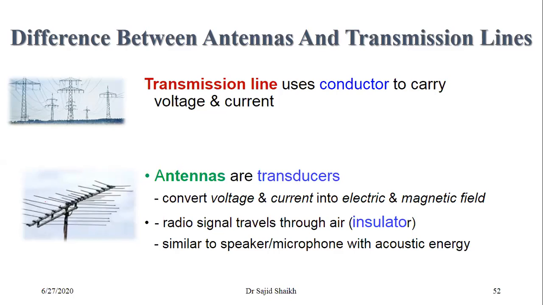The main difference is that an antenna acts like a transducer. A transducer is a mechanism which converts one form of energy into another form. So in an antenna, we convert the electrical energy into an electromagnetic wave at the transmitter station, and at the receiver station we do exactly the reverse.